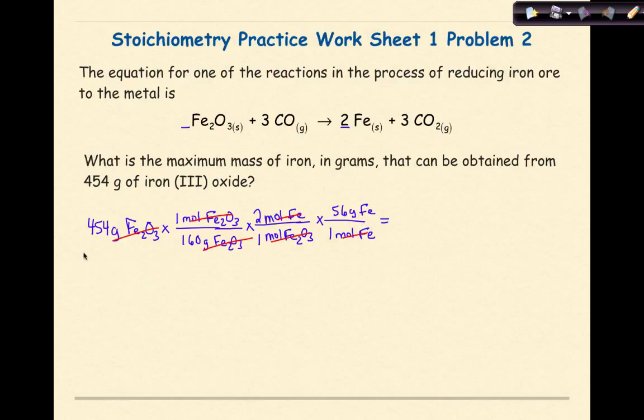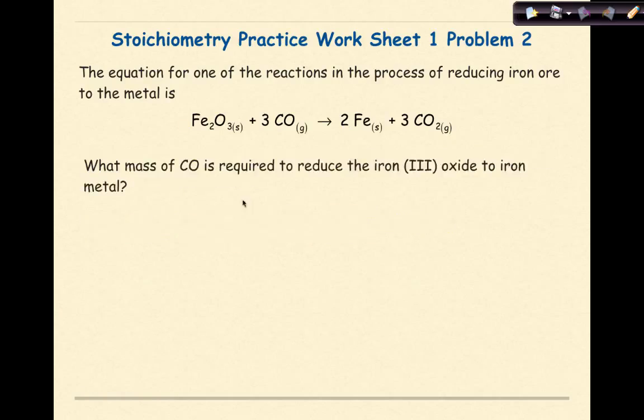The other thing to notice here is that my given is to 3 significant figures. As a result, my answer should also be to 3 significant figures. So if I do 454 times 2 times 56 divided by 160, I get 318 grams of Fe. Let's look at another problem.